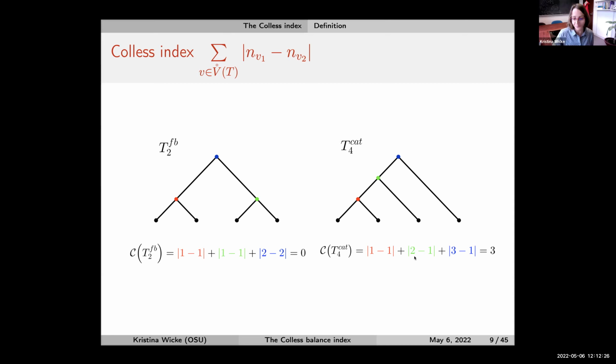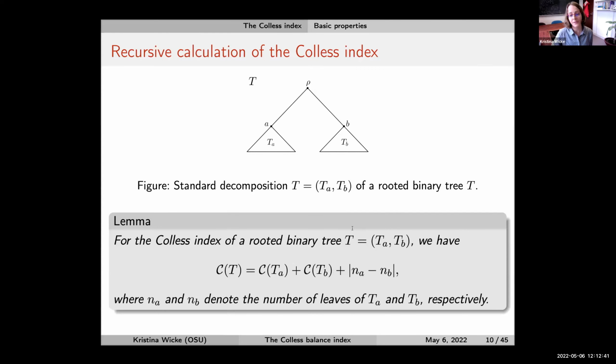Okay, so that's the Colless index. And the idea is now the smaller the Colless index, the more balanced we consider the tree. Or in other words, the higher the Colless index, the more imbalanced the tree. Okay, so here are two basic properties of the Colless index that will be very useful subsequently.